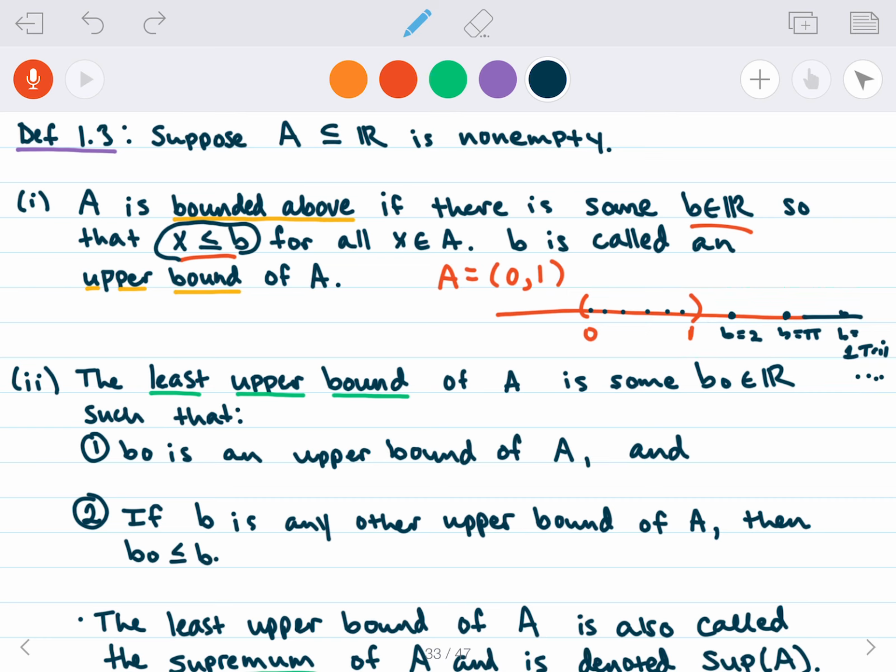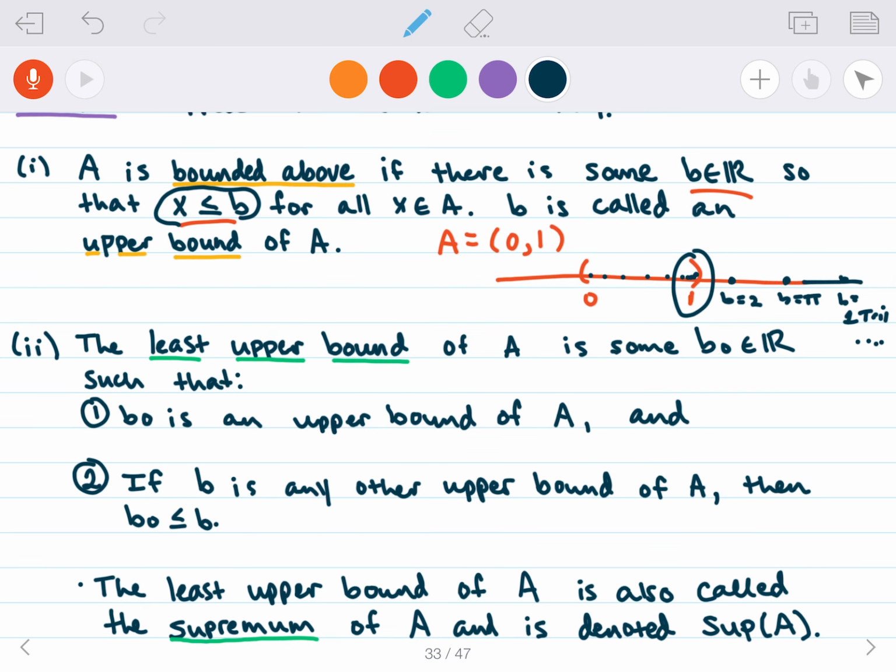Now, what about 1? Is 1 an upper bound of the set? Is everything in the set smaller than or equal to 1? Well, yeah. No matter how close you get to 1, you're always going to be smaller than 1, right? So it's strictly smaller in this case. And that brings me to the next definition.